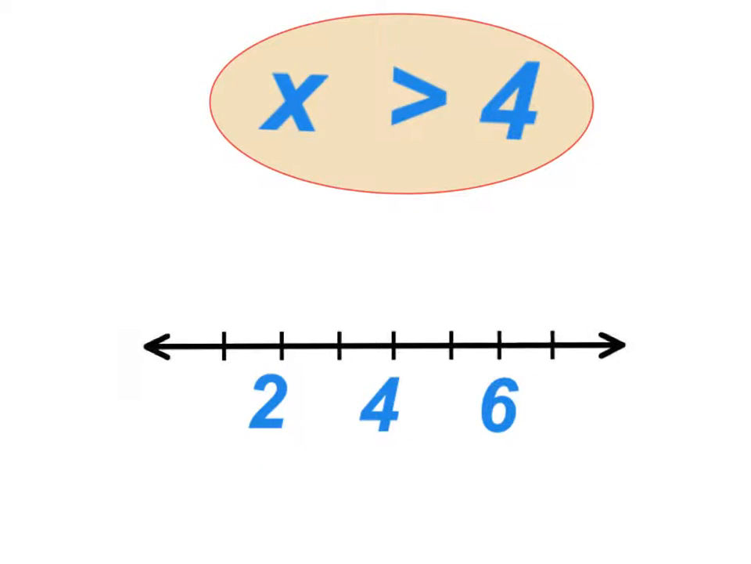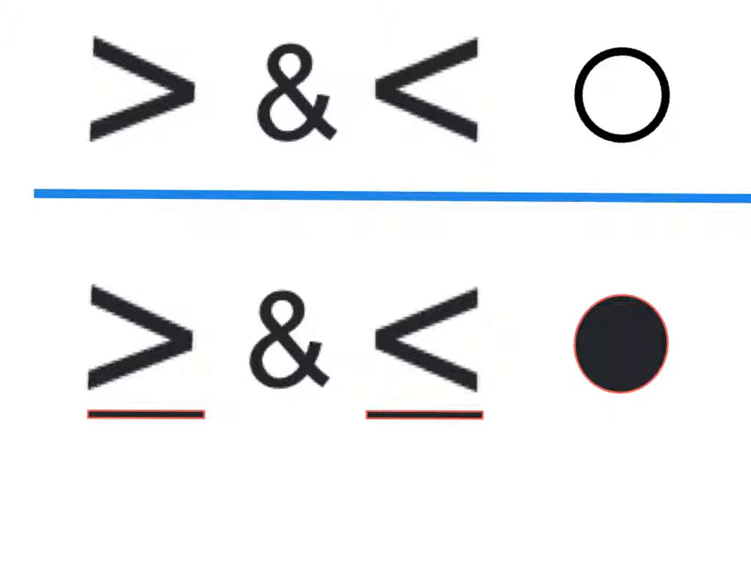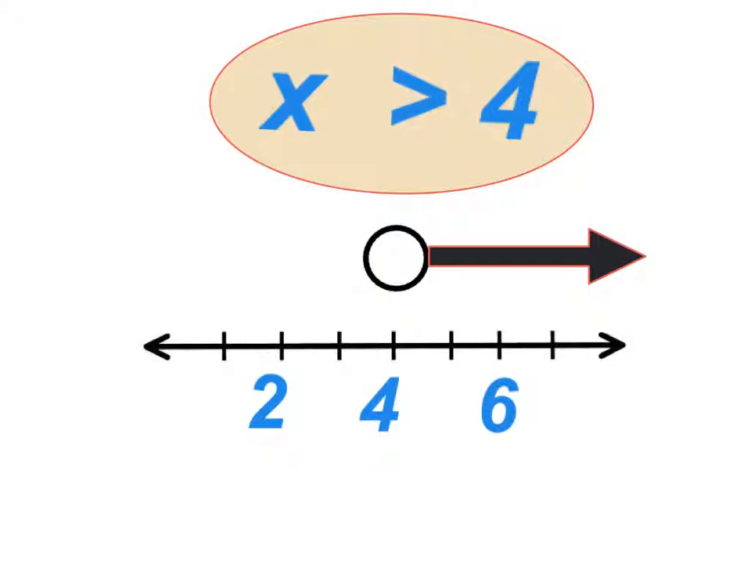Now we need to construct our arrow. The arrow starts with an endpoint. Our endpoint is either going to be an open circle or a closed circle. If the symbol in the inequality is greater than or less than, we use the open circle. If the symbols we see in our inequality are greater than or equal to or less than or equal to, we use the closed circle.